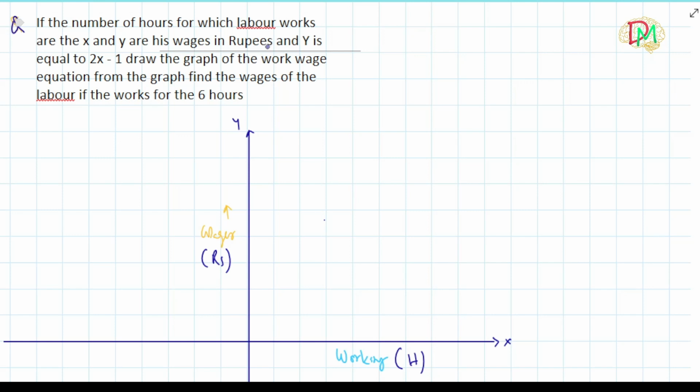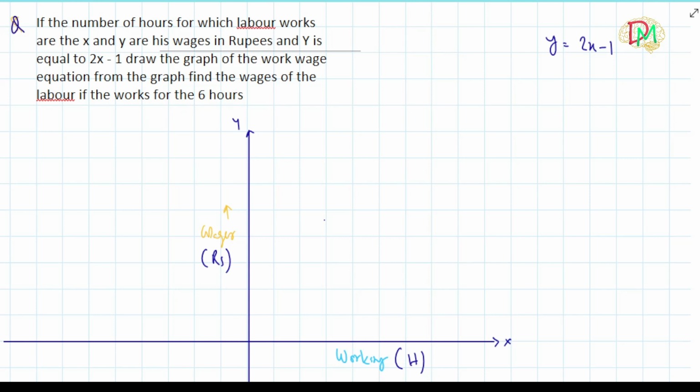Now the relation between working hours and wage is given, that is y is equal to 2x minus 1. Just write here y is equal to 2x minus 1. Clear? It is given. First we have to draw the graph of this working hours and wage equation. From the graph we have to find the wage of the labor if the working hours is 6 hours. So how can you do that?